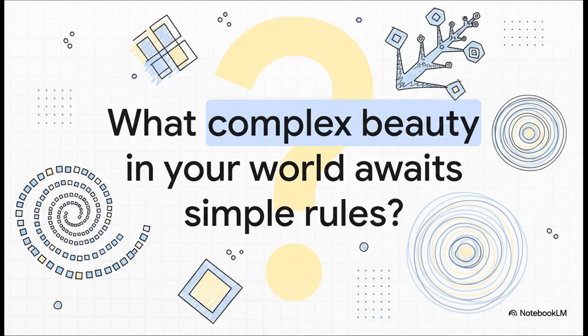So it really makes you wonder, doesn't it? What kind of complex beauty is just sitting out there, in your world, waiting to be unlocked by just a few simple rules? What could you build, not by trying to make things more complicated, but just by repeating something simple?